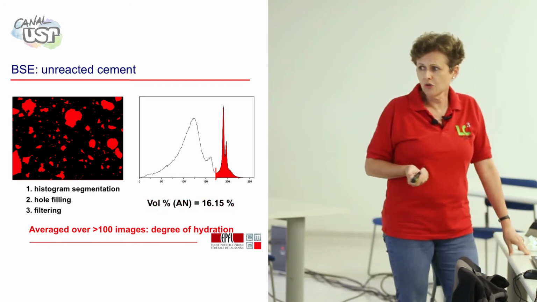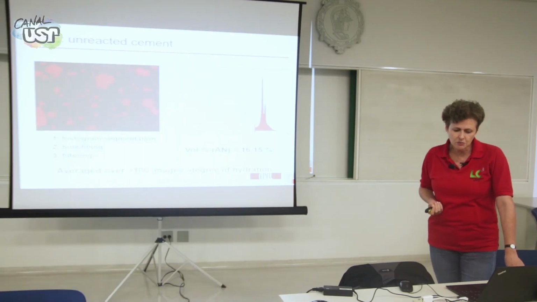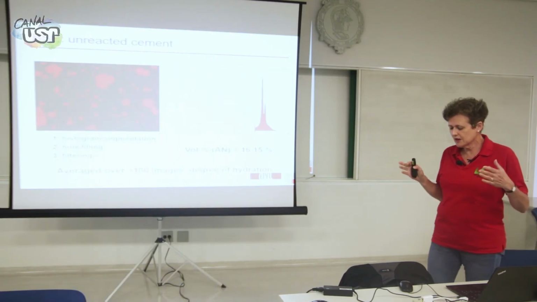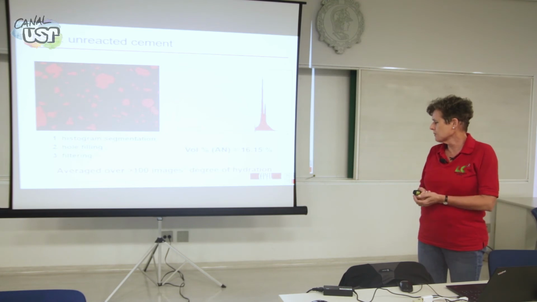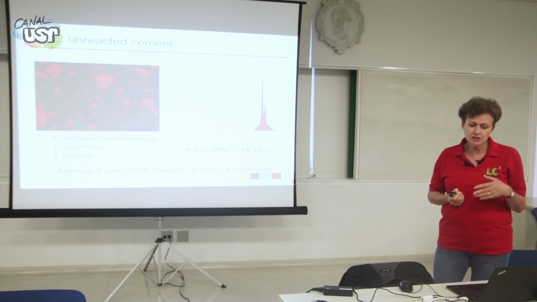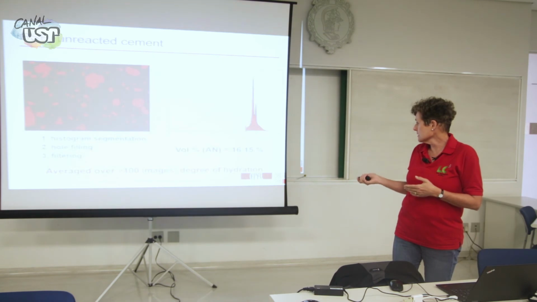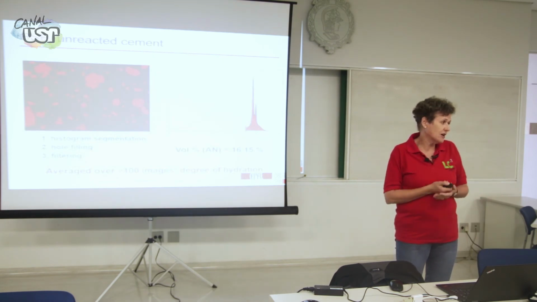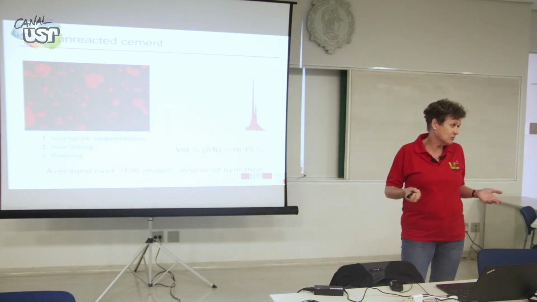If you average over, well, it says 100 images, but if you have a very good, very homogeneous paste, you can probably get away with much less. You can then calculate your degree of hydration, because if you have, say, a water-cement ratio of 0.4, the volume fraction of anhydrous at the beginning is about 40%. Now it's 16%, so the degree of hydration is about 70-80%, which is what you expect. And you can use that very well to measure the degree of hydration.